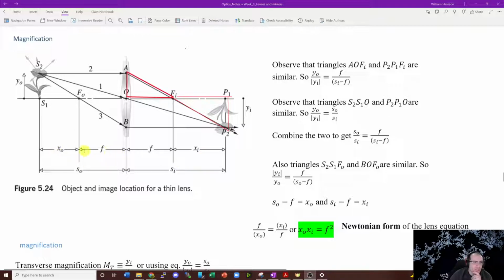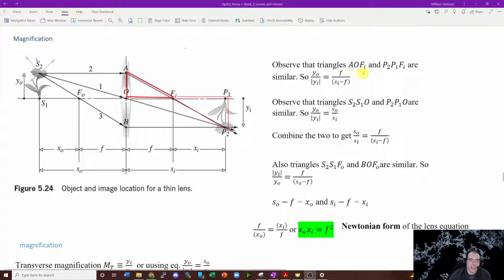So basically it's the focal length plus X object equals the distance of the object. So the distance of the object goes from the center of the lens to the object. So it's the focal length plus X naught equals that. Same thing on the image side. We got this X_I. And we see there's a lot of similar triangles going around, and I've marked in red the first 2.